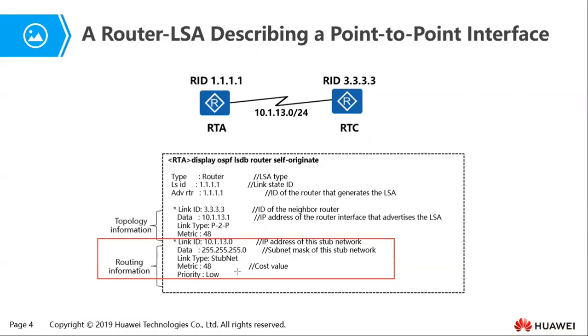Okay. So let's look at this routing information. The first field here is the link ID. The link ID here is the IP address of the stub network. And then the next thing we have here is the subnet mask of the stub network. And then we have the link type as stubnet, because this is a stub network. And we have the cost, which is 48.